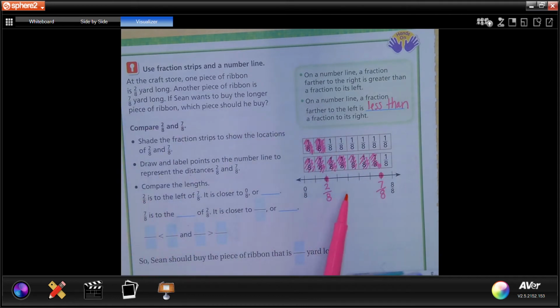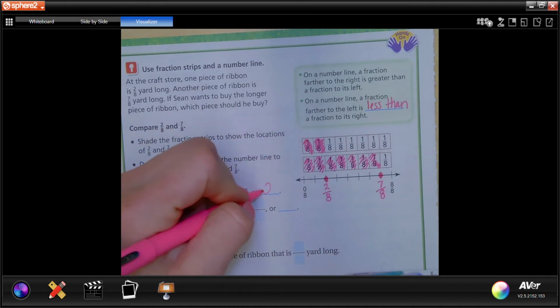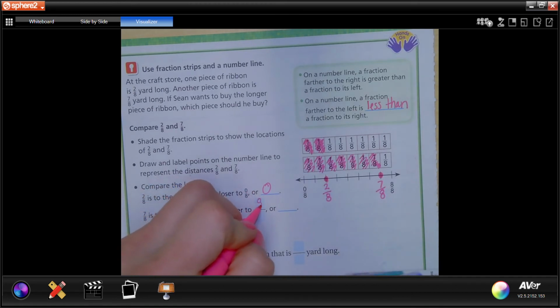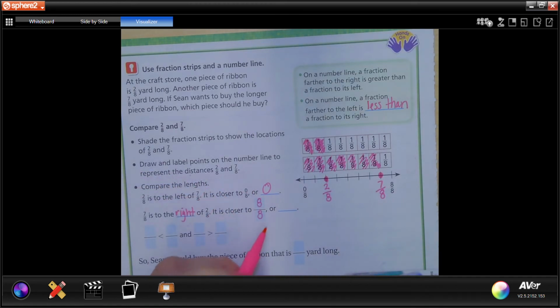So 2/8 is to the left. It's closer to 0/8 or 0. 7/8 is to the what of 2/8? It's to the right of 2/8. It's closer to what? To 8/8. Or 8/8 is also equal to 1 whole.